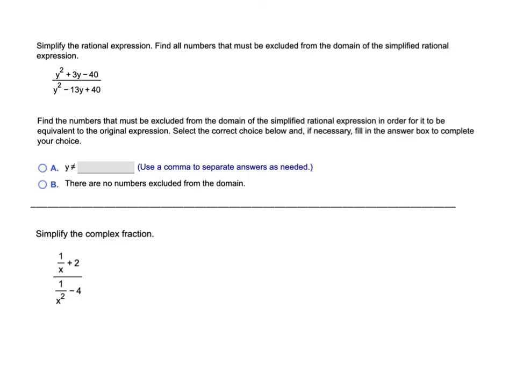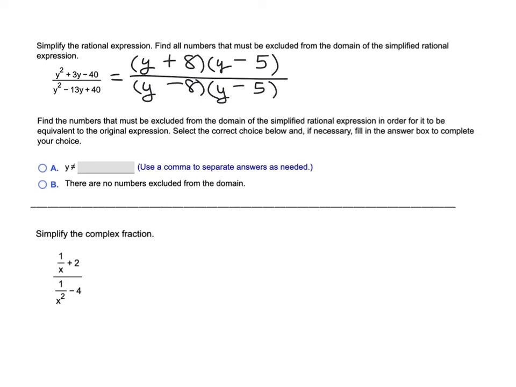Okay, for this next one, simplify the rational expression. Find all the numbers that must be excluded. Okay, to simplify, you're just going to factor the numerator and the denominator, and hope that you have something common to cross out. So let's factor the numerator. We know 40 is 8 times 5. Right, so plus 8 minus 5 gives you 3. On the bottom, looks like we're going to choose the same 8 and 5, but this time both negatives, and that gives you negative 8, and negative 5 gives you negative 13.